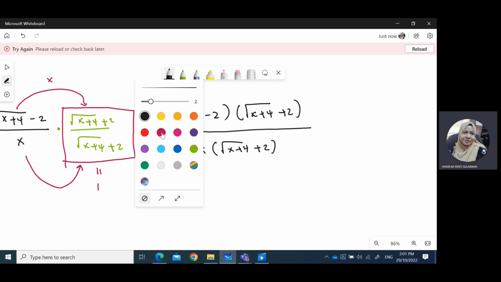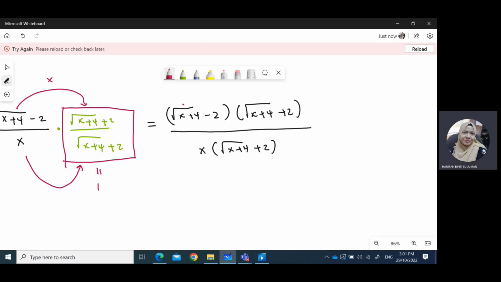Expand, so how to expand? So this one, square root x plus 4, we multiply with square root of x plus 4. And square root x plus 4, we multiply with a positive 2. For the next term, which is negative 2, we need to multiply with square root x plus 4. And negative 2, we need to multiply with the last term, which is plus 2. We need to multiply between negative 2 and plus 2. Okay, so now we expand.